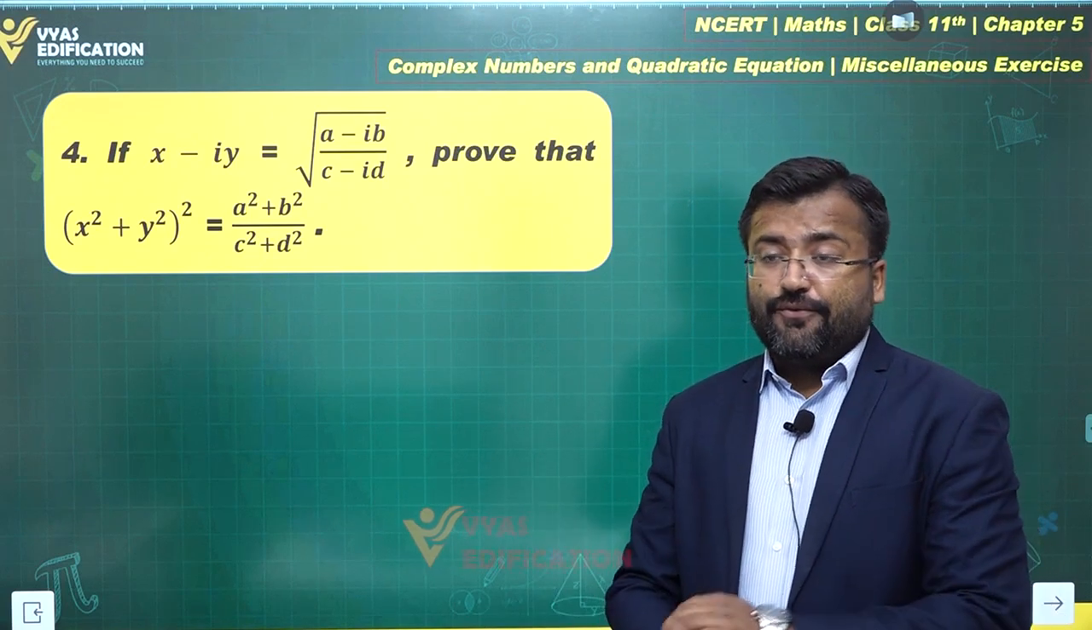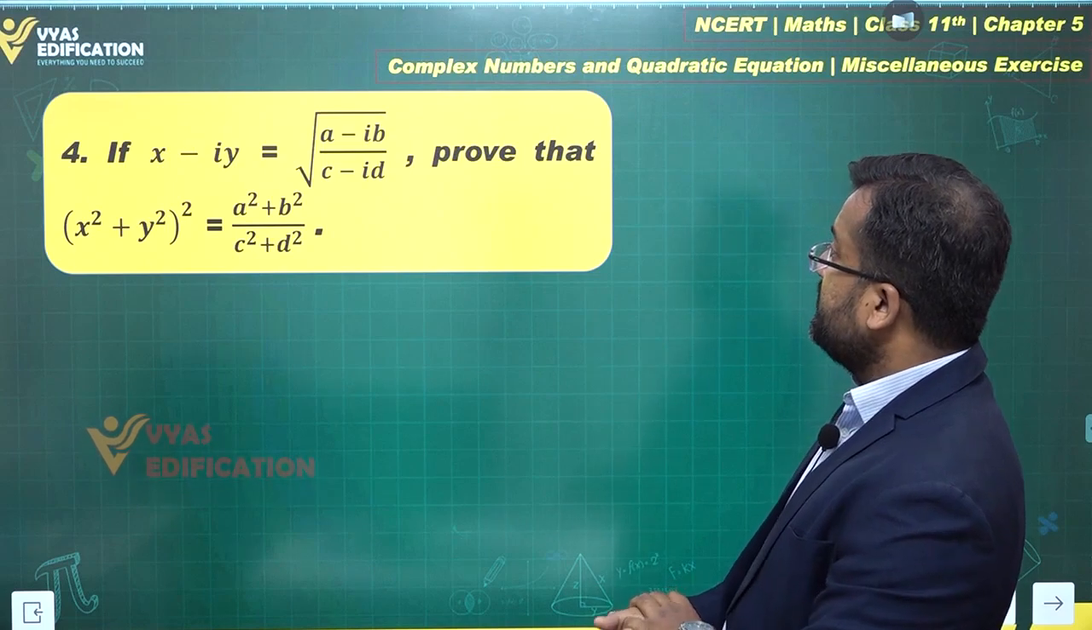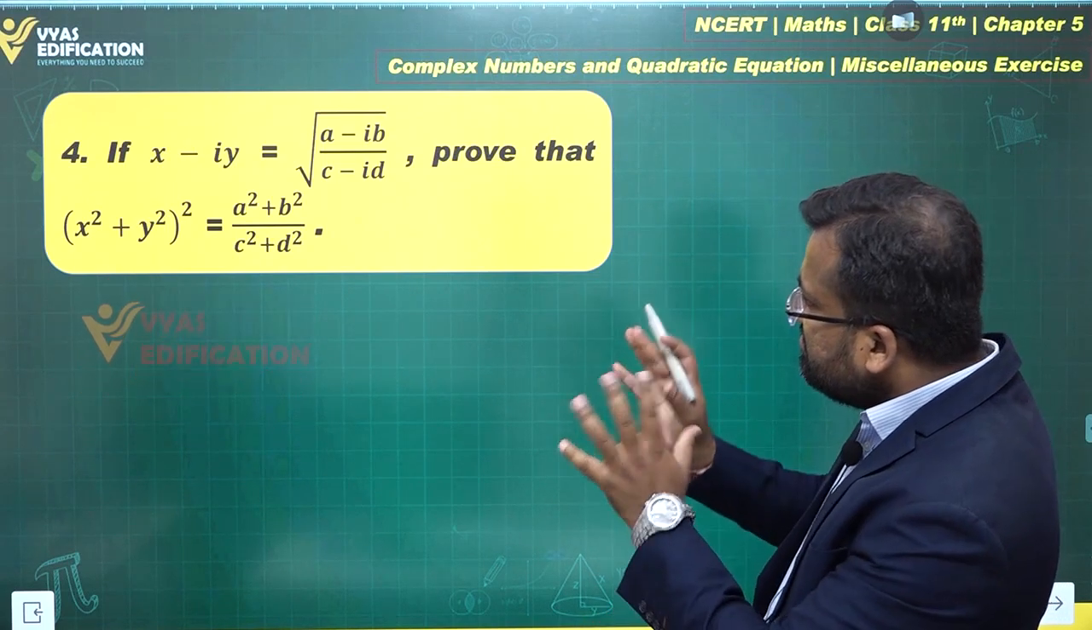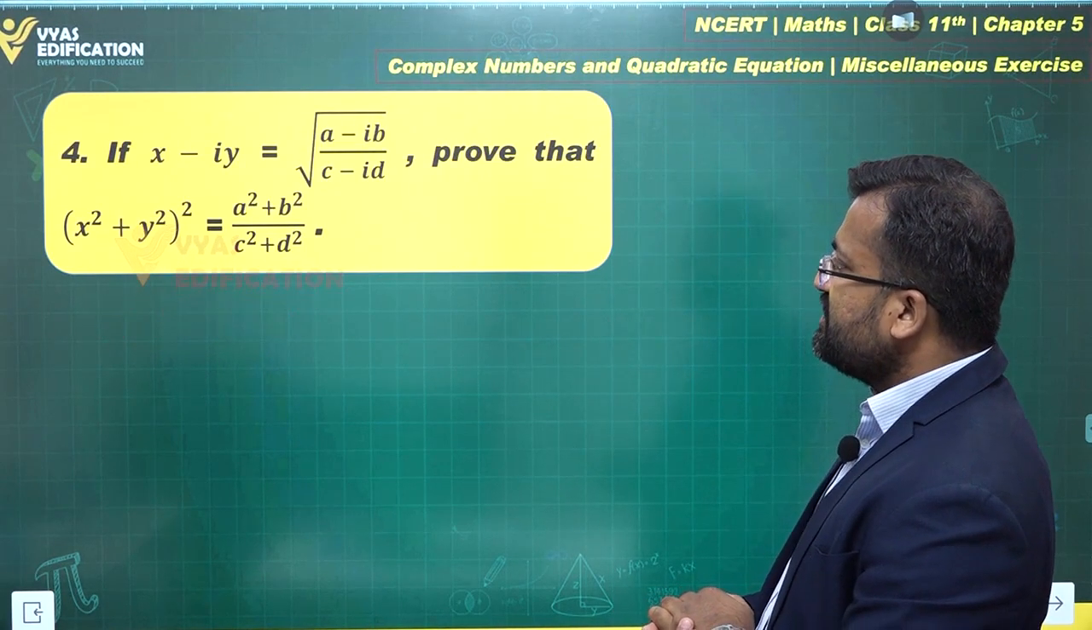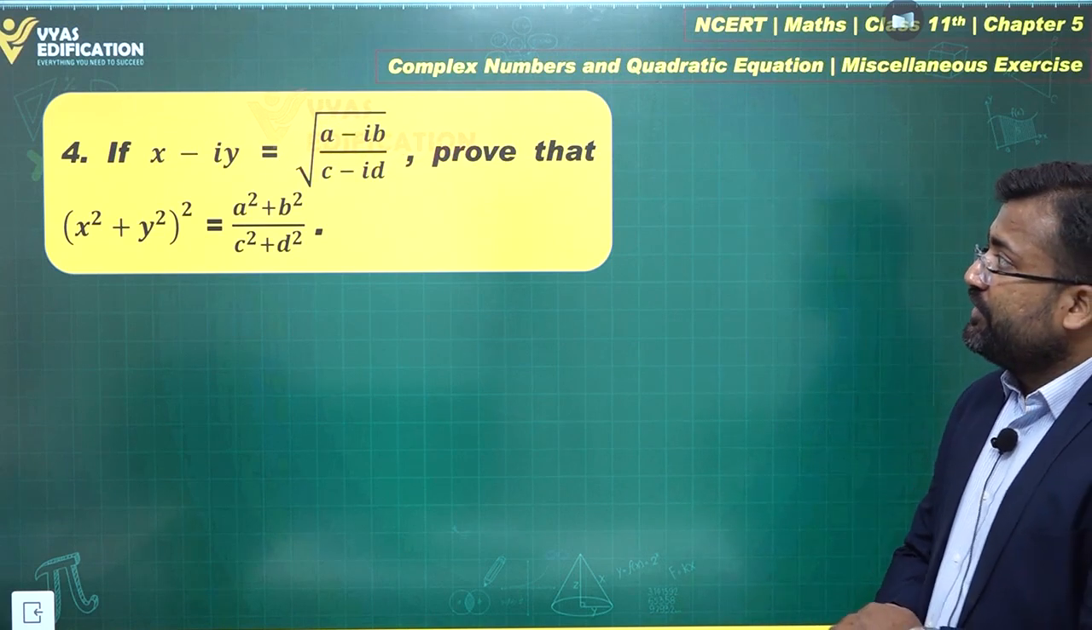Question 4th. If x minus iy is equal to the square root of a minus ib upon c minus id, prove that (x square plus y square) whole square is equal to (a square plus b square) over (c square plus d square). This is equal to this.